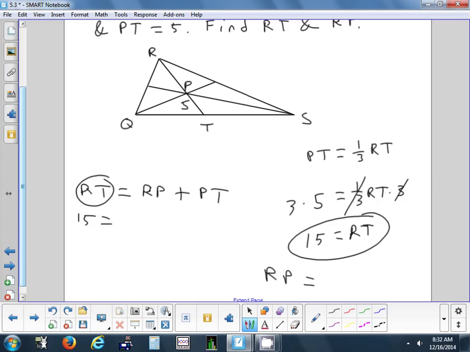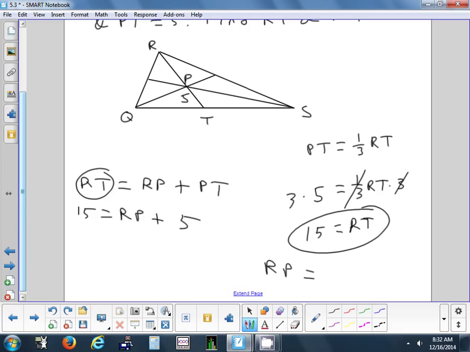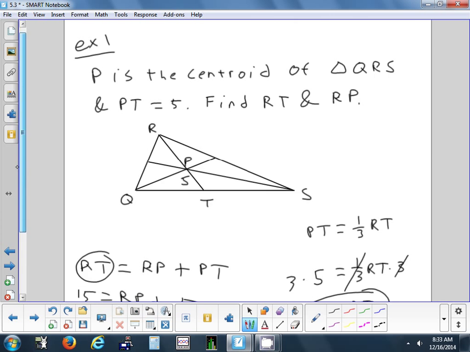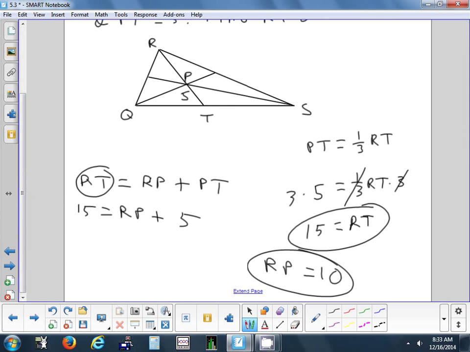RP plus PT. RP we don't know, or you might know in your head at this point, plus PT, that was given. So looking at that equation, what does RP have to be? 10. That's it. So find RT and RP. Got them both. Any questions on that?